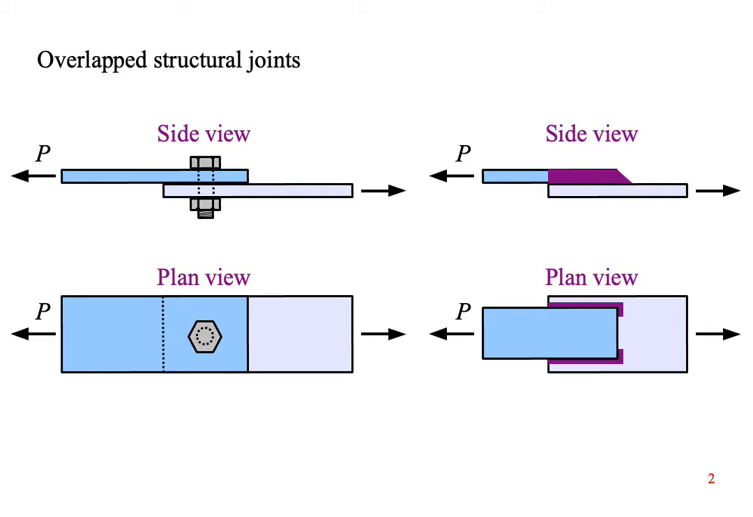If we want to join two pieces of structural steel in a building, we can either bolt them together or we can weld them together. Many welded structures are made by butting the two plates together before welding, but we are going to focus on overlapped welded joints only.